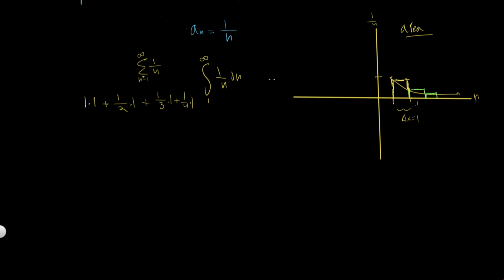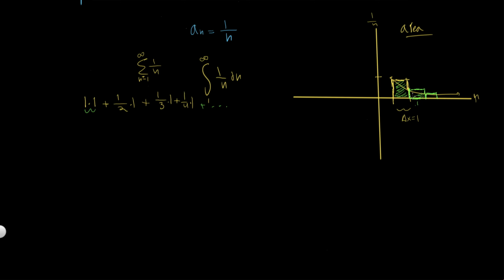Now, the reason why I wrote this as 1 times 1 plus 1 half times 1 plus 1/3 times 1 plus 1/4 times 1, etc., is because this is the area under this curve using Riemann sums all the way to infinity, right? So plus dot dot dot. So 1 times 1 would be the area of the first rectangle, which would be delta x, which is 1, times the height, which is also 1. That's why I wrote that as 1 times 1. The next one is, again, delta x, which is 1, and then the height, which would be 1 half.